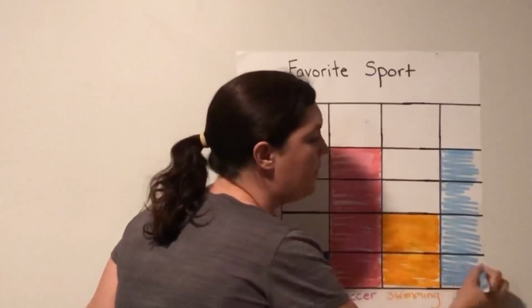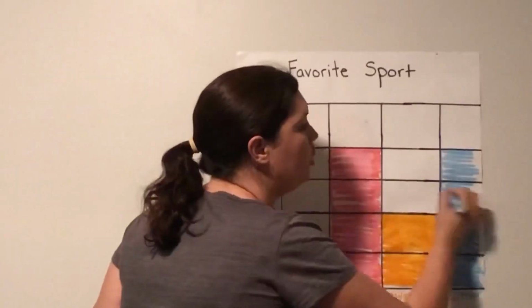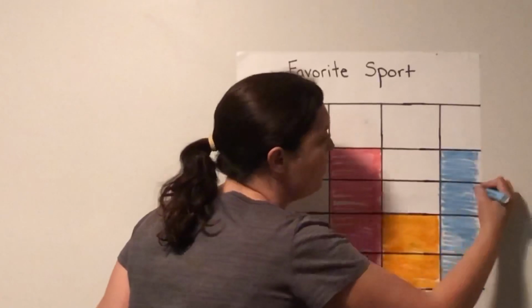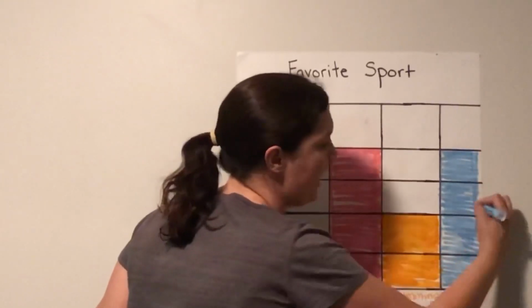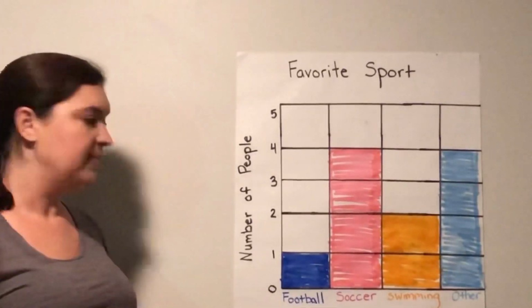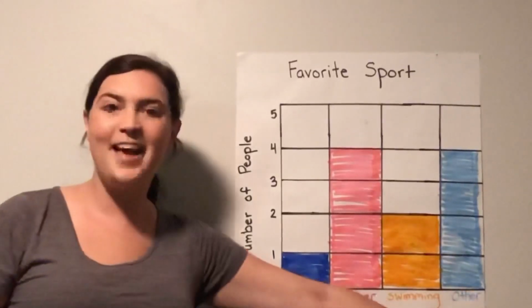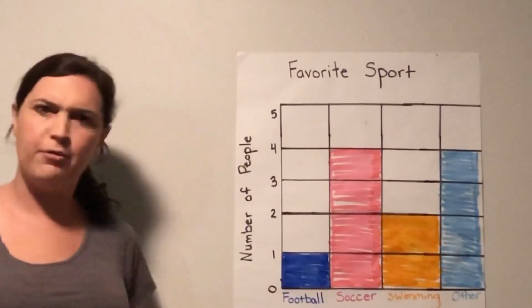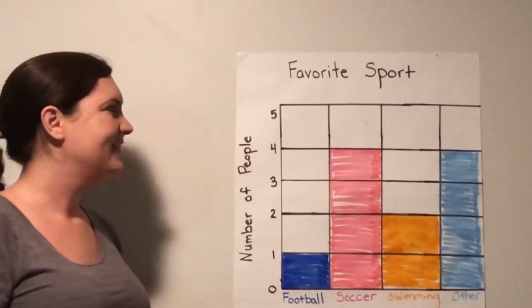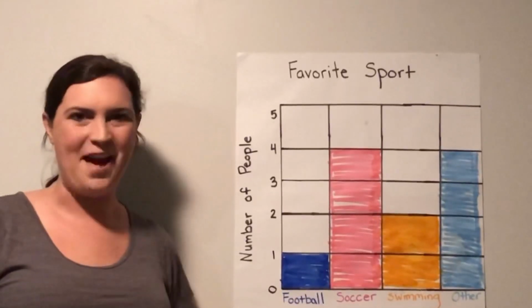You can see that a bar graph is a great tool for showing data. You'll be able to look at this graph and instantly see how many friends chose each of our categories for their favorite sport. Our favorite sports were soccer and other. Our least favorite sports were football. This is a great example of a bar graph.